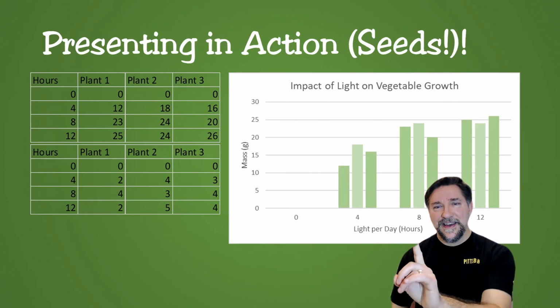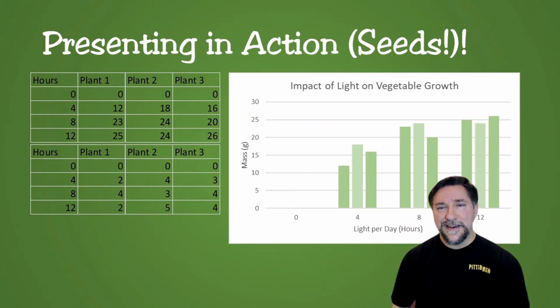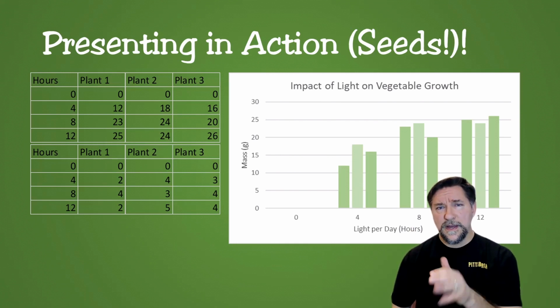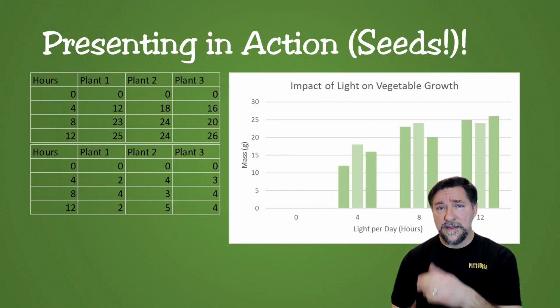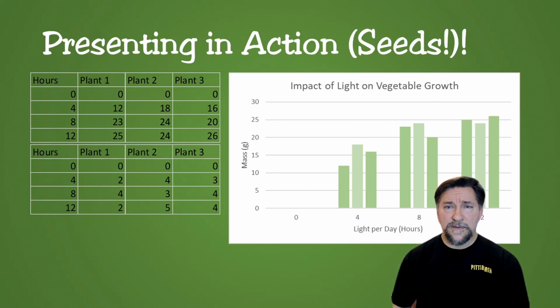All right, so in any case, the idea is that the light is what I controlled. That's the independent variable, so that goes on what's called the x-axis, the horizontal. I can't directly control the mass of vegetables, but it might be influenced, and that goes on the y-axis, the vertical axis. And this is just fake data.